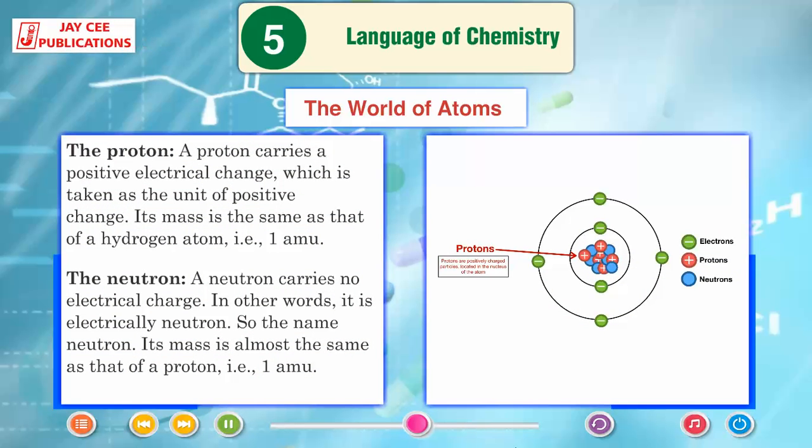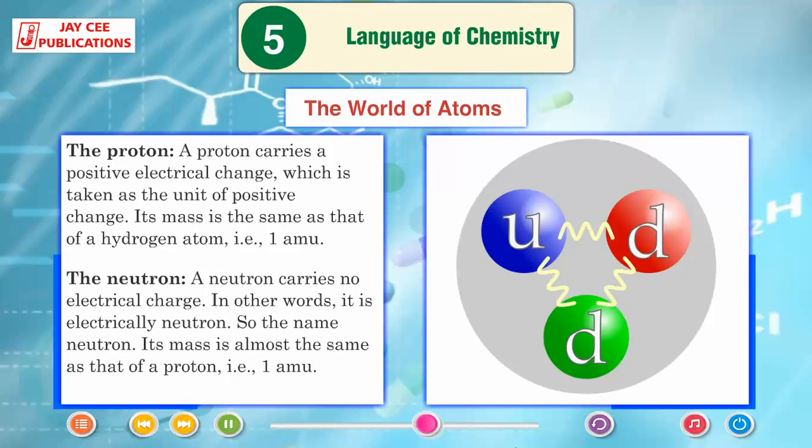The proton. A proton carries a positive electrical charge, which is taken as the unit of positive charge. Its mass is the same as that of a hydrogen atom, that is 1 AMU. The neutron. A neutron carries no electrical charge. In other words, it is electrically neutral, so the name neutron. Its mass is almost the same as that of a proton, that is 1 AMU.